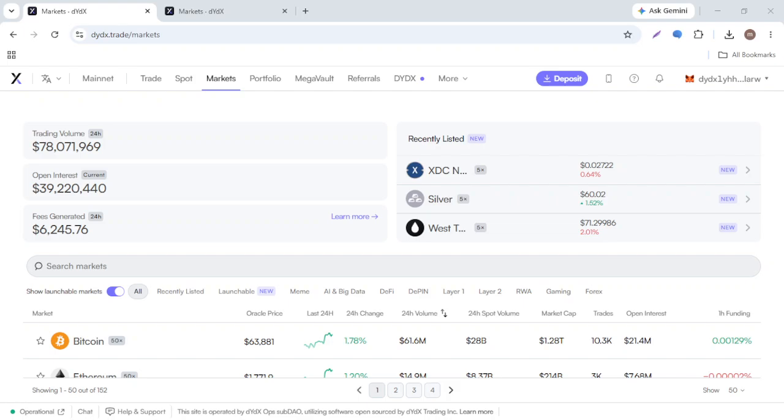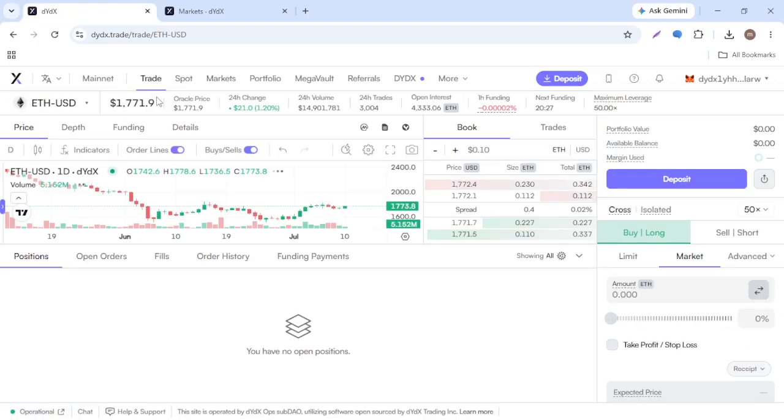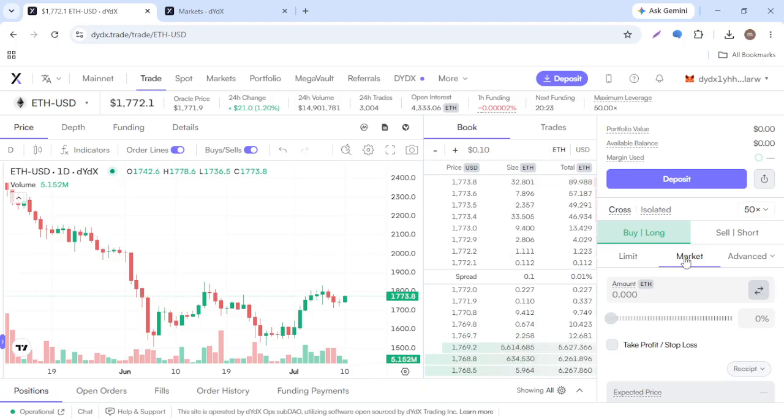In today's video, I will walk you through how to estimate trading fees on dYdX. To begin, navigate to the trading interface on dYdX and select the market you plan to trade. Once you've chosen a market, enter your desired amount to trade.